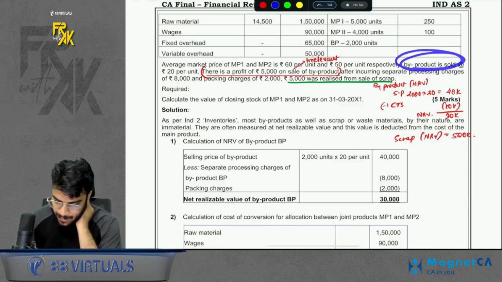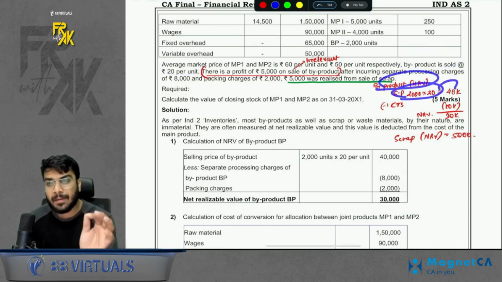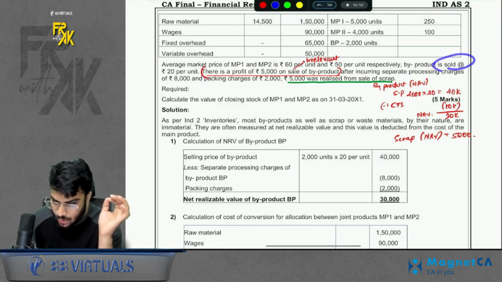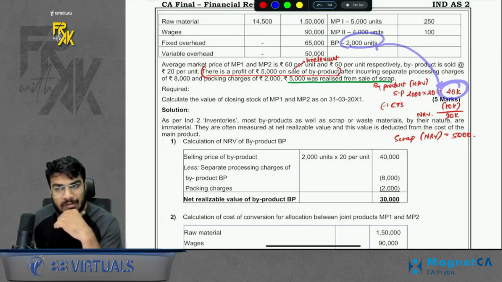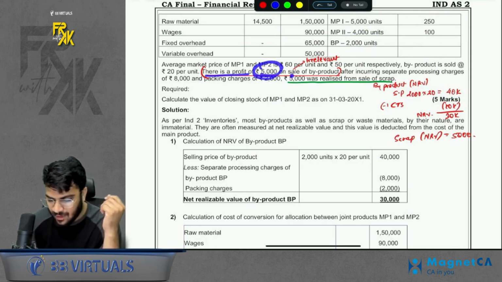Then it is given the byproduct is sold at rupees 20. So if your byproduct is sold at rupees 20, you remember for byproduct we need the NRV of the byproduct so that it can be reduced from total cost. So it is sold at rupees 20. You manufactured 2000 units at rupees 20. It will come to 40,000, right? Then you will say there is a profit of 5,000 on sale of byproduct.